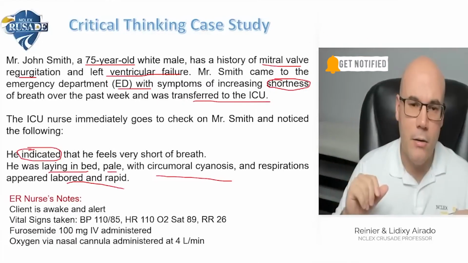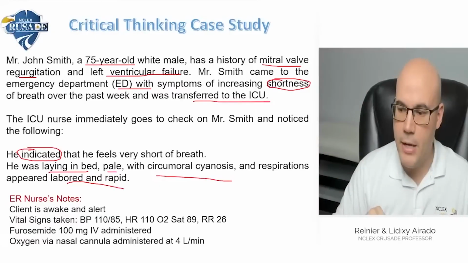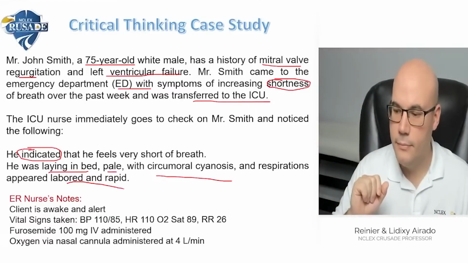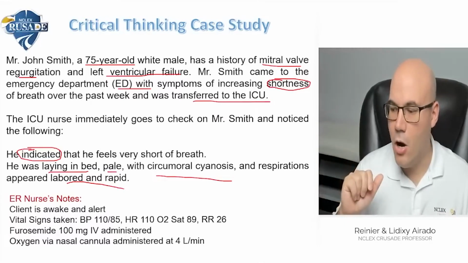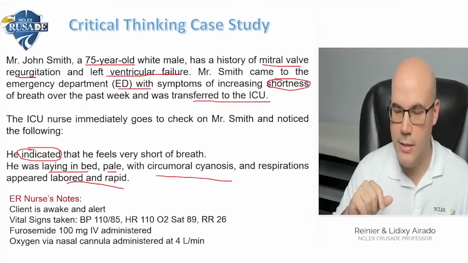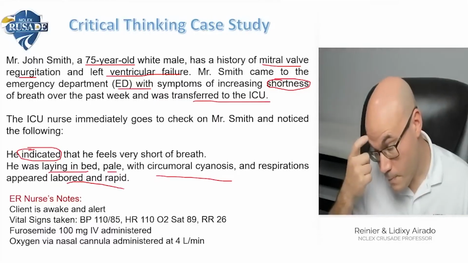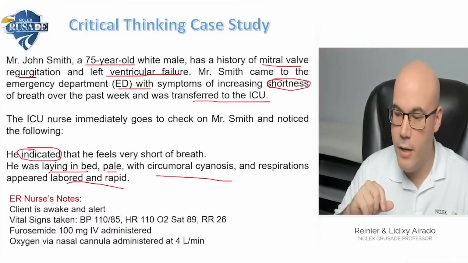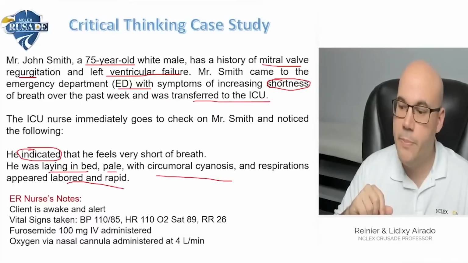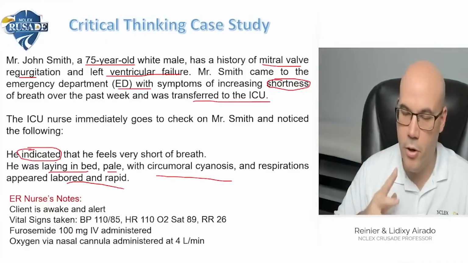So the ER nurse put some notes on how the patient came. The patient came awake and alert. Took vital signs, 110/85, a little tachycardia, O2 saturation 89, respiratory rate 26. So we have some respiratory difficulties here. The nurse in the ER gave furosemide 100 milligrams IV, and the patient was placed on oxygen via nasal cannula at 4 liters per minute.